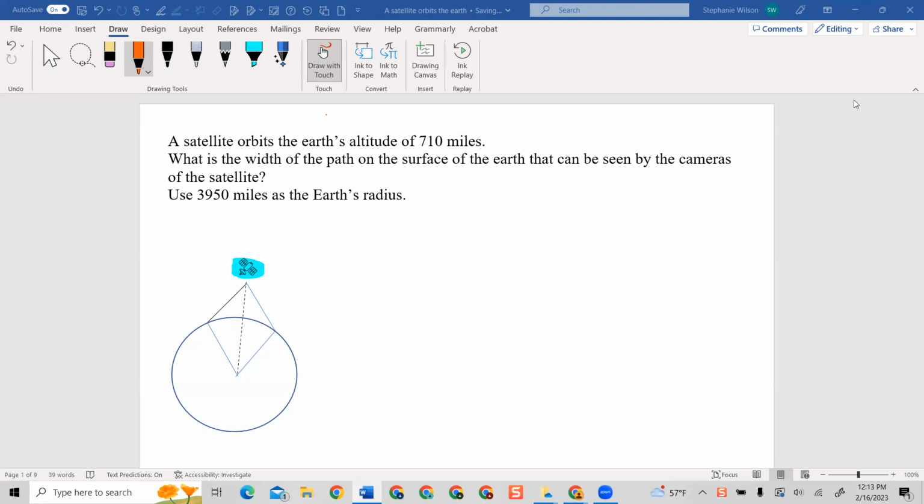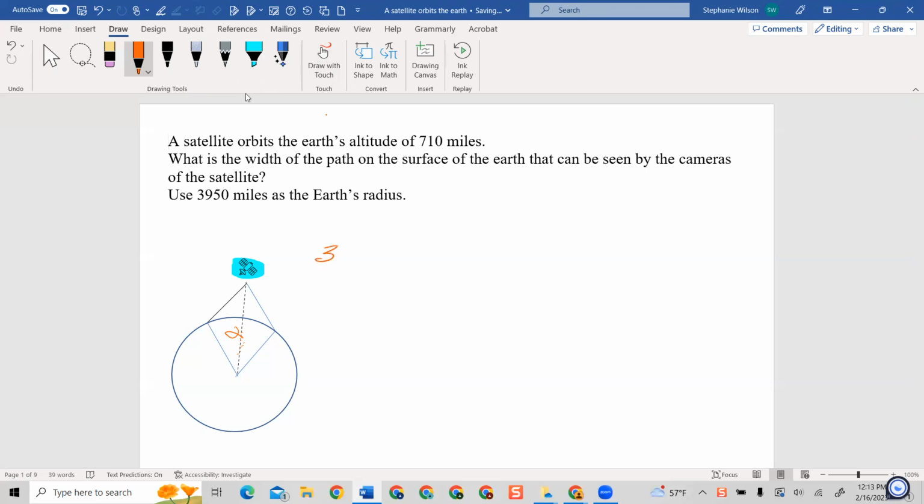Now, since the line tangent to the circle is perpendicular to the radius, and if you'll notice, this dotted line here is the line that's tangent. So since it is perpendicular to the radius at the point of tangency, we're going to call this angle alpha. It's at the center of the Earth and is an acute angle of the right triangle with a hypotenuse. What is the length of the hypotenuse?